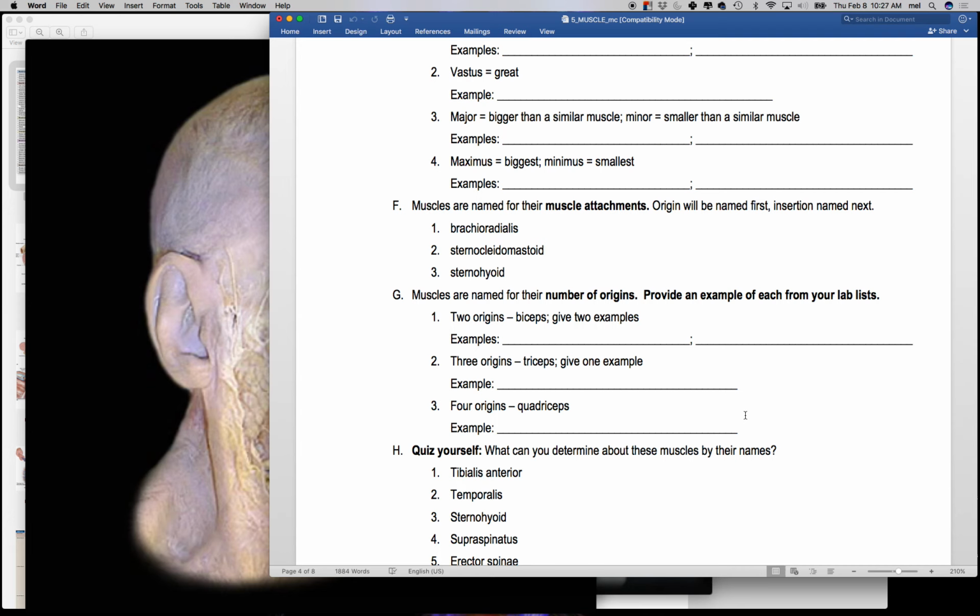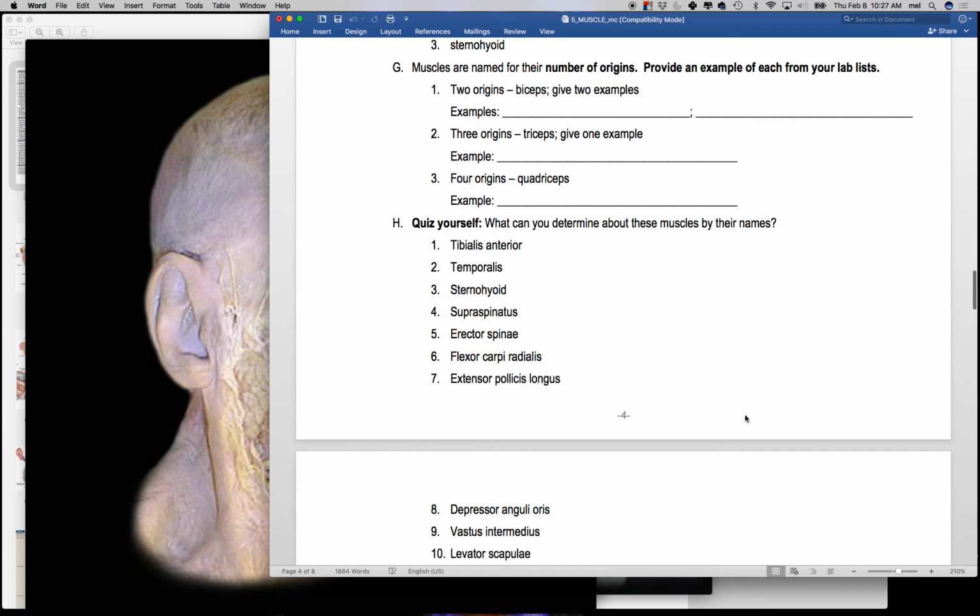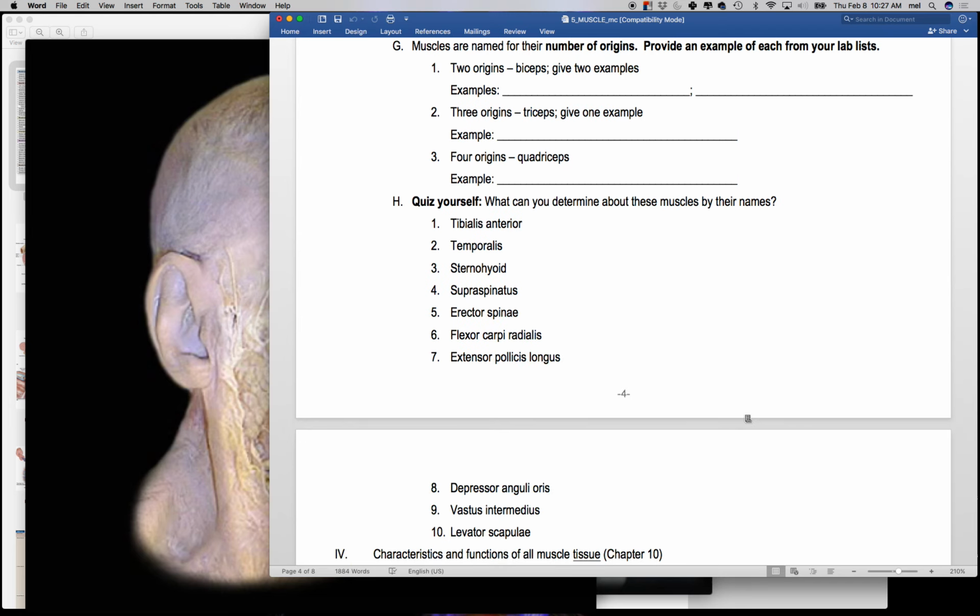So that's brachioradialis. The sternohyoid goes from the sternum to the hyoid bone. Origin first, then insertion. Pulls the hyoid bone down. Got it? Okay? All right. So muscles are also named for their number of origins. If they are a biceps, they have 2 origins sharing a common insertion. Okay? Now, why would you have 2 origins sharing a common insertion?